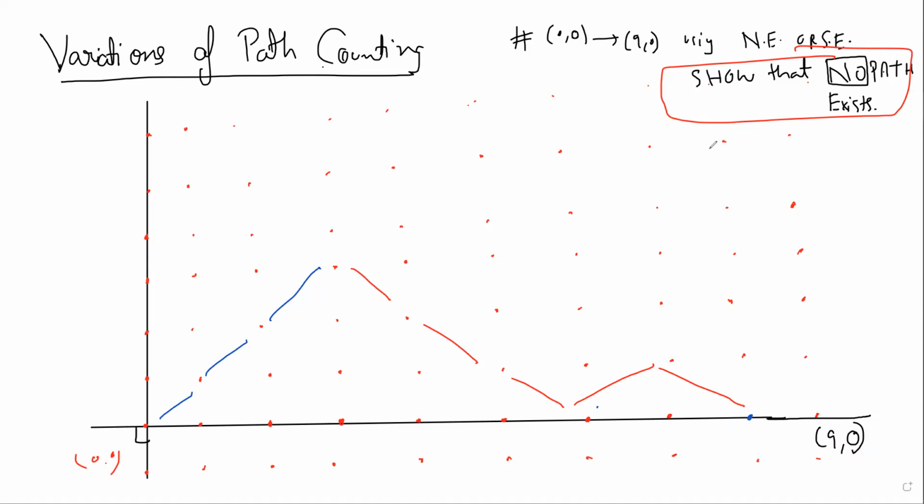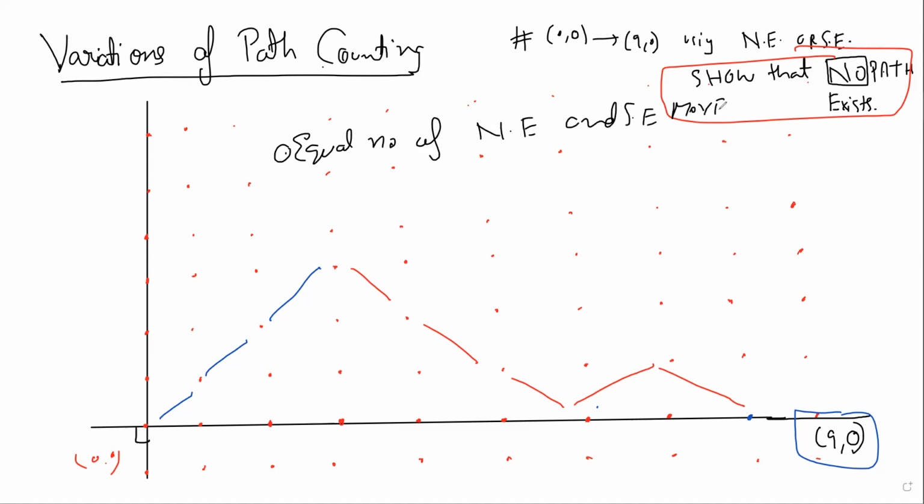So yes, the point is that to reach 9 comma 0, you need an equal number of northeast and southeast moves. That is the crux of the thing. Okay, that equal number of northeast and southeast moves are needed. This is the main thing.